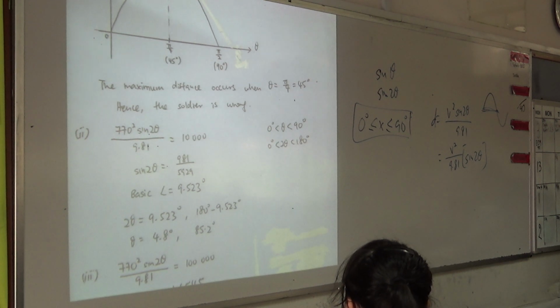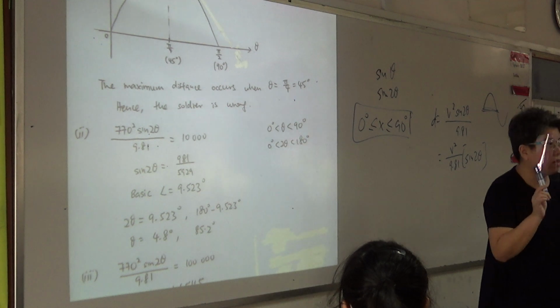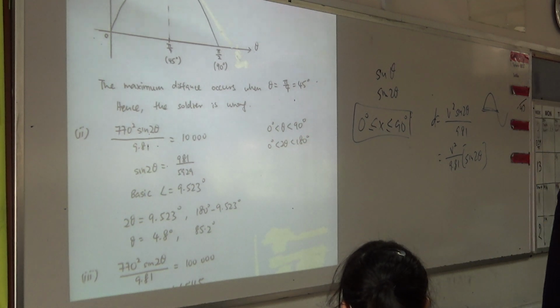Let's look at part 2. Find two possible values of theta that will cause the shell to hit a target 10 kilometers away. Now, you must read carefully. The question said D is in meters. So 10 kilometers is 10,000 meters. Do you understand? You must convert it to meters.